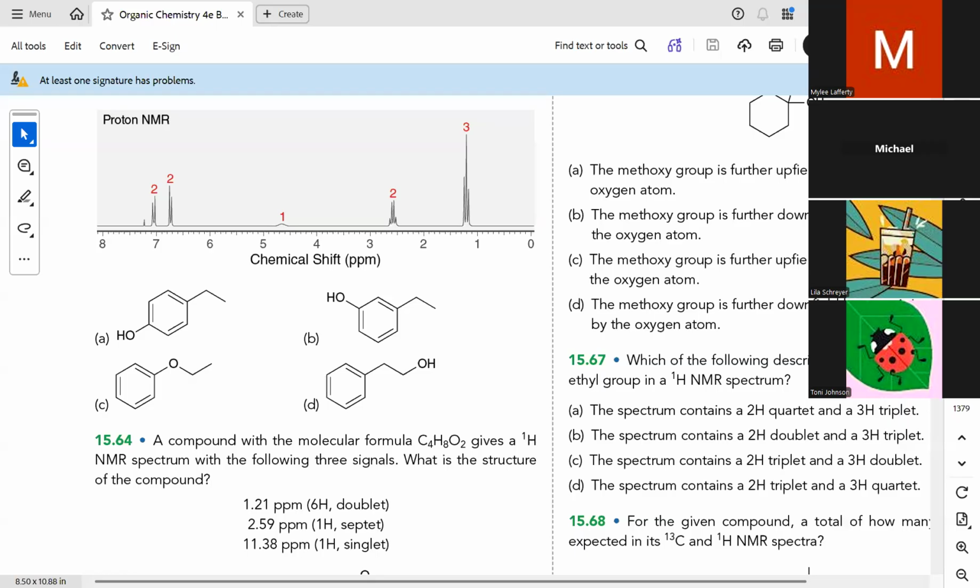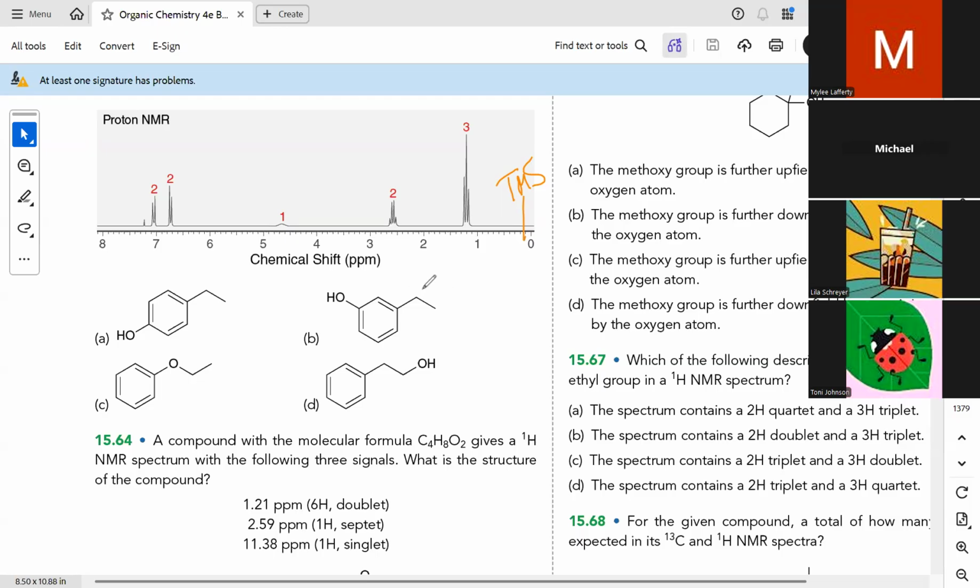So we reviewed neighbors, we reviewed integration, shift. That's due to deshielding. So when we have a shielded proton, it's going to have a lower shift, more upfield near our TMS. So remember we have that 0 with tetramethylsilane. So let's see, what compound could this be?